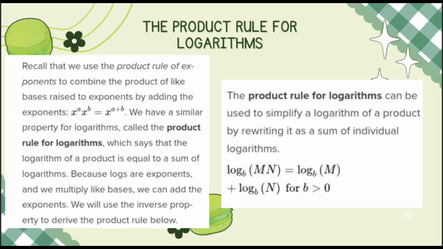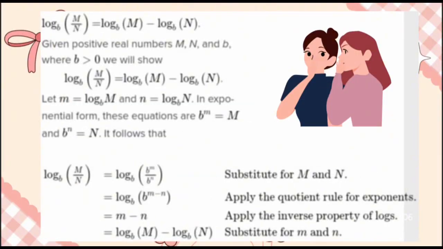The product rule for logarithms can be used to simplify a logarithm of a product by rewriting it as a sum of individual logarithms. This is how: log mn to the base b equals log m to the base b plus log n to the base b, for b greater than 0. Log mn to the base b equals log m to the base b minus log n to the base b. Given positive real numbers m, n, and b where b is greater than 0, we will show log mn to the base b equals log m to the base b minus log n to the base b.